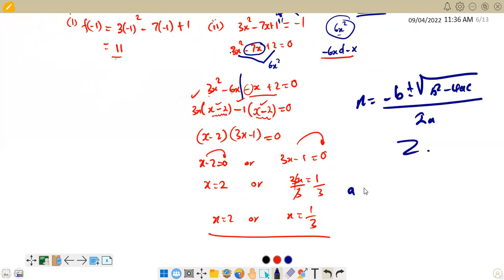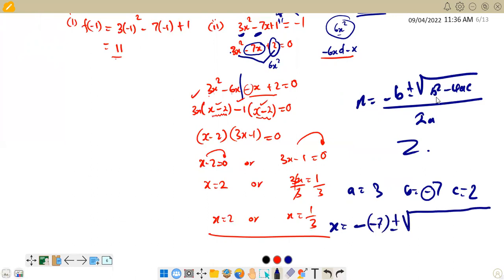That means your a in this case is 3, your b in this case is negative 7, and your c in this case is 2. All right, so that's it. You can insert your values here, which is x is equal to minus b. Take note, it is minus the b, which is a negative, so it's minus 7, plus or minus the square root of b squared. Make sure that you square the negative like this in a bracket, okay?